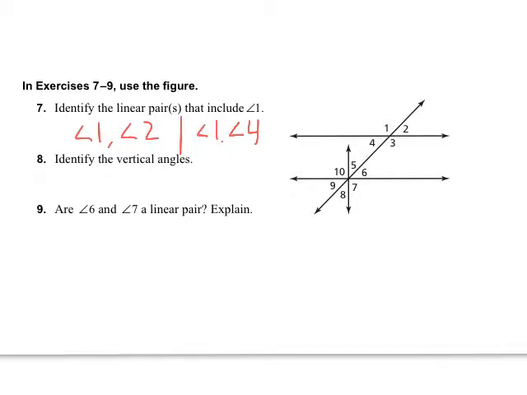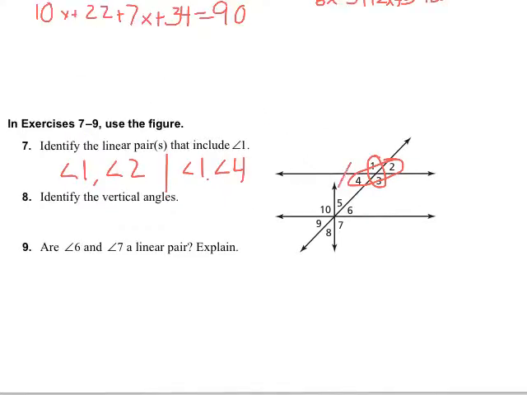Okay, identify vertical angles. I'm not going to write them all down for sake of time. We have 1 and 3. We have 2 and 4. Do we have any on the bottom? We do, right? All 3 of them are actually vertical angle pairs. It's going to get kind of tricky to do this. 5 and 8, 10 and 7, 6 and 9. Those are all vertical angles, right? Because their 2 sides create 2 pairs of opposite rays.